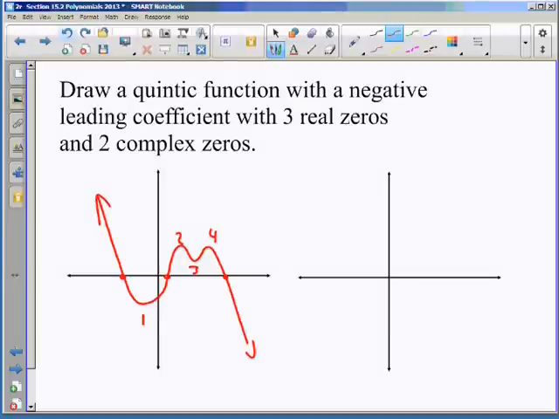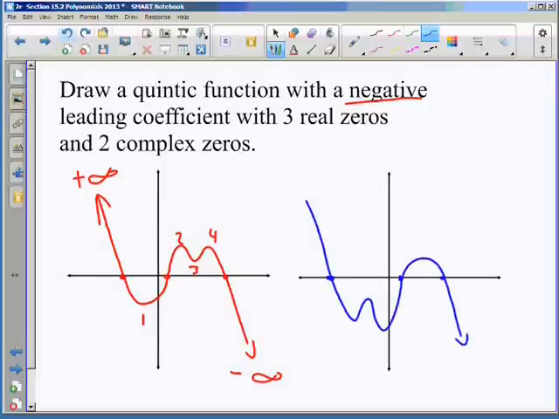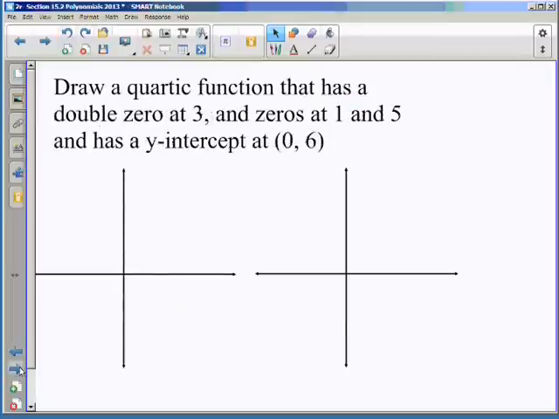And the fact that it's negative means it starts up at positive infinity for y and ends down at negative infinity. Now there's an infinite amount of answers. I could give myself some space between the first 2 real zeros, show a squiggle in there, and then something like this. Okay, but it must start up at positive infinity on the left and end on the right at negative infinity.